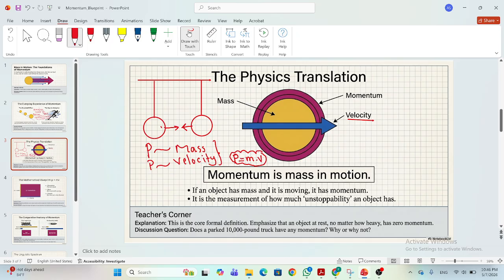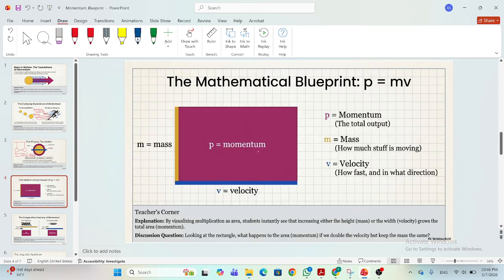But momentum has two very important parts. One is mass, one is velocity. Okay, so what is the meaning of the mathematical blueprint or explanation of momentum? So momentum, here we have this part. See that momentum is equal to what? This is the formula of momentum. Momentum, or P, is equal to mass times V.